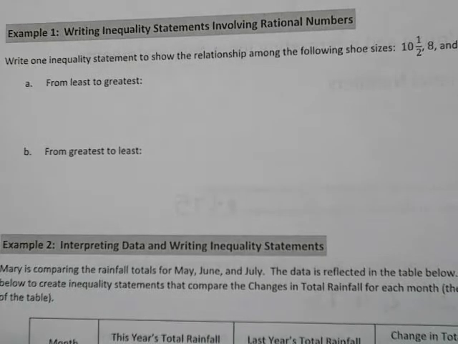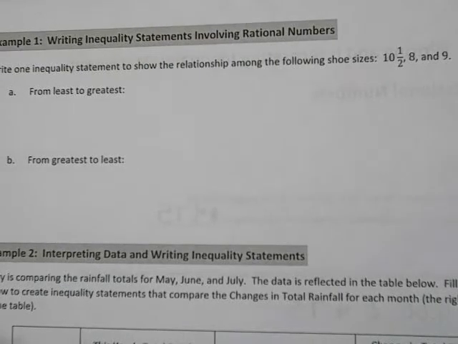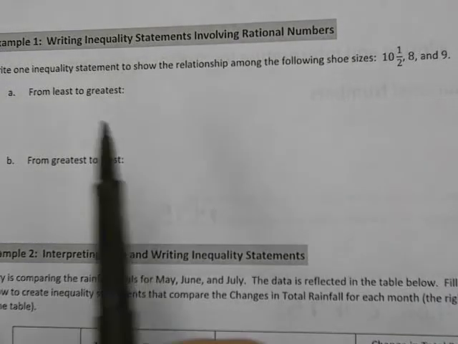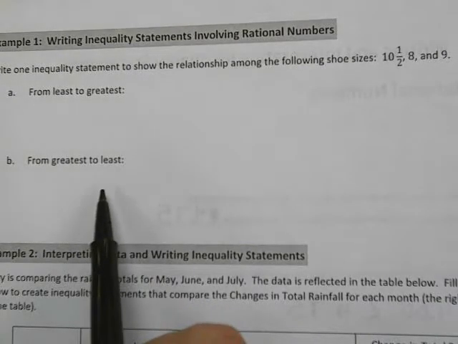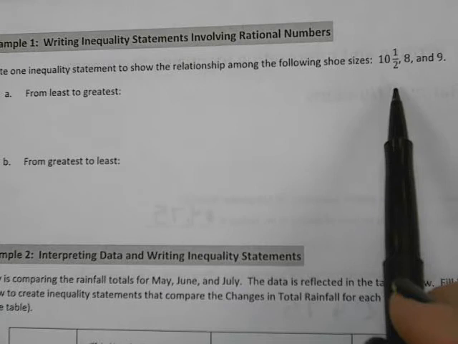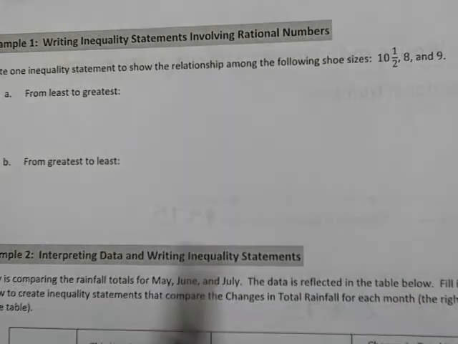On the next page, example 1, again, they're going to give us a list of three numbers, and we are going to write one inequality statement to show the relationship among the following shoe sizes. So these are shoe sizes, 10 and 1/2, 8, and 9. And notice they're asking us first to list from least to greatest, and then to list from greatest to least. So keeping in mind that least to greatest is that less than sign, and greatest to least is that greater than sign. So I know by looking easily at these numbers that my least is 8, and then I would have 9, and then I would have 10 and 1/2.